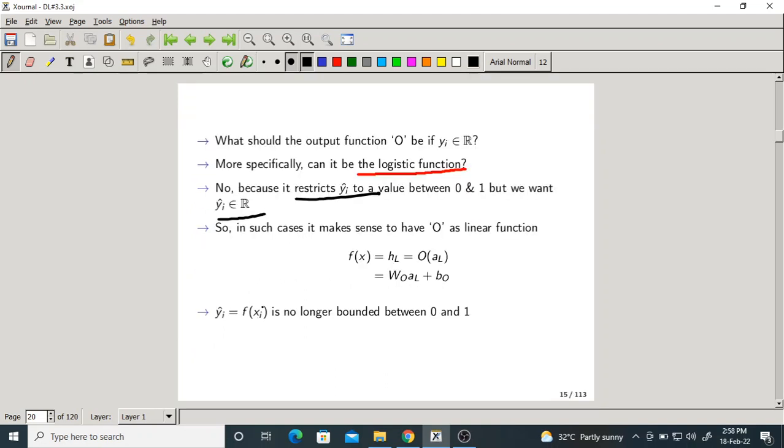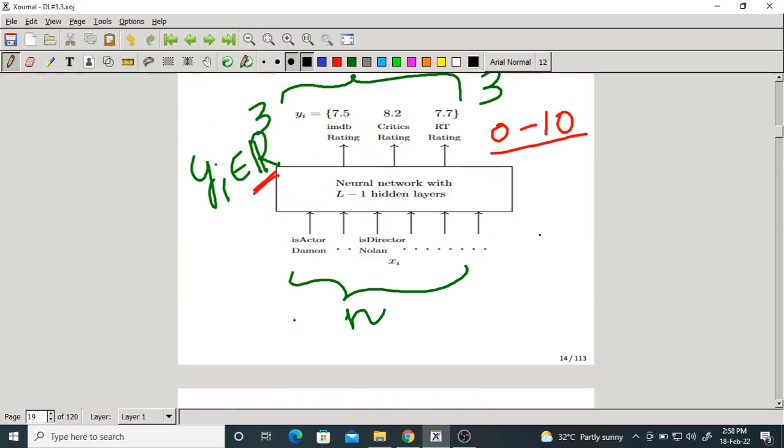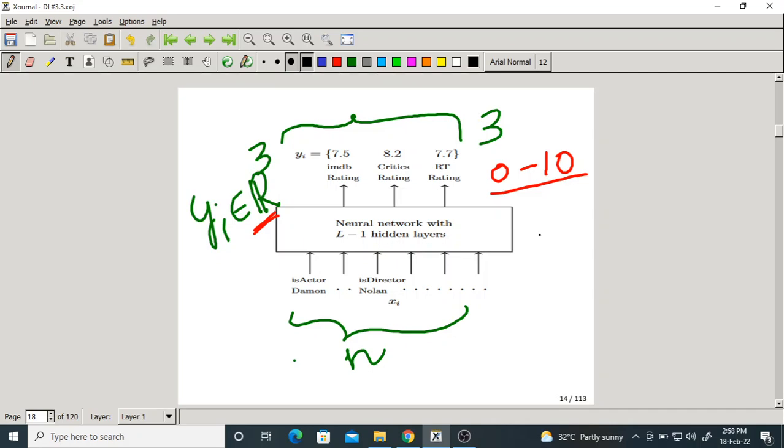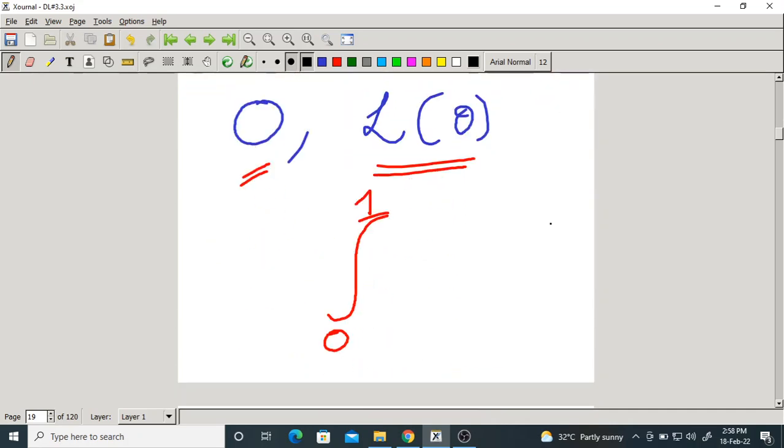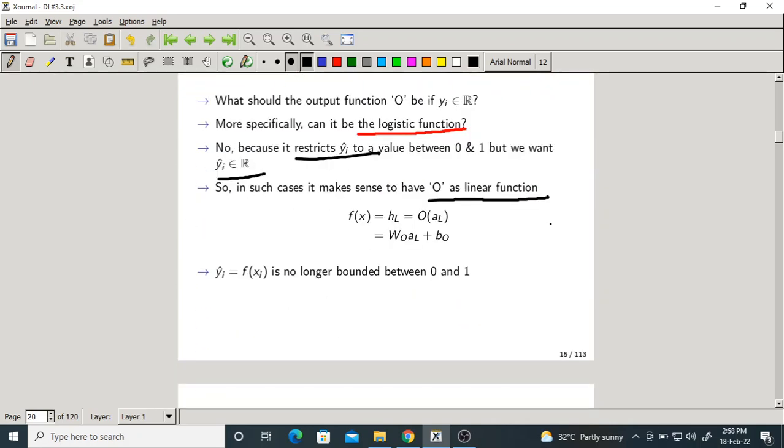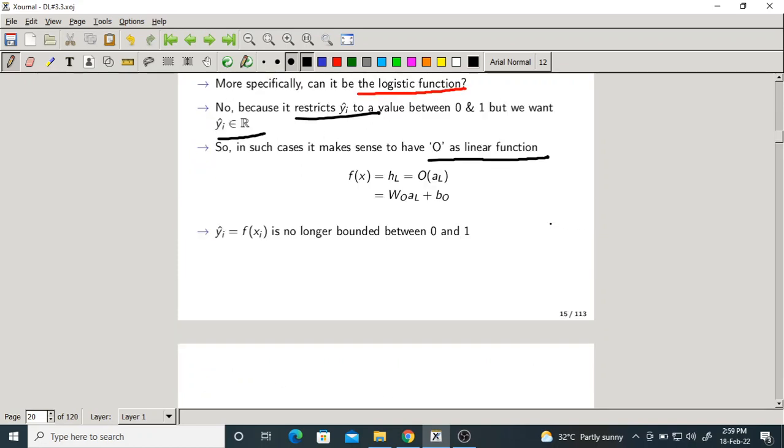In such cases, the output activation function can be a linear function. Why? Because here we should not have any bounds. If we choose the logistic function, it is bounded from 0 to 1 only. But here we have to predict values which are generally not bounded. In that case, we have to go for a linear output activation function.